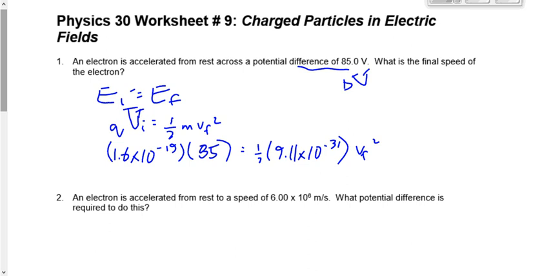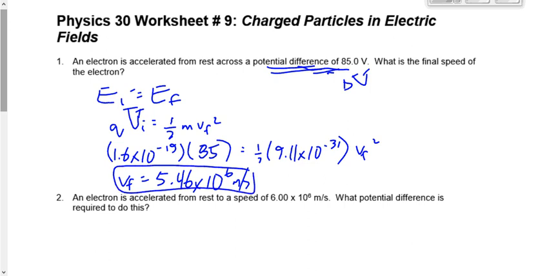If there is no potential at the end, the final potential is 0, then even though technically they're giving us not the initial potential, they're giving us the potential difference, isn't that the same as the initial potential? The difference will be the same as the initial if the final is 0. That's always going to be the way it ends up being. Solve for vf there. Okay, it works out to be 5.46 times 10 to the 6 meters per second. Is that okay?